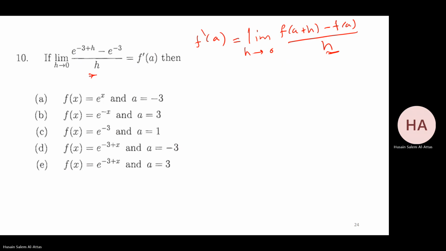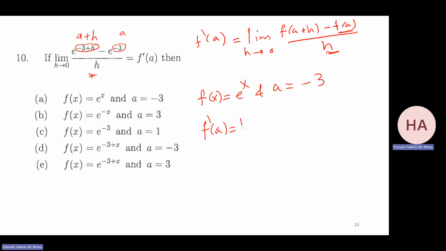The numerator. I notice f of a is e to the minus 3, and this is e to the minus 3 plus h. So this is like a plus h, and this is a. Can I do this? Yes. So if this is the case, what will be my function? It is e to the power x, and my a is what? Minus 3.